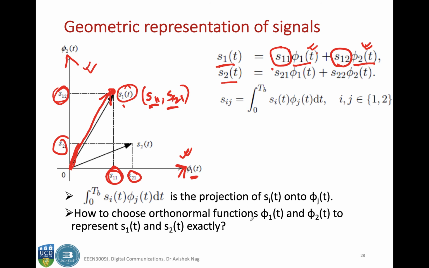So now the question is how to choose these orthonormal functions so that we can have s1(t) and s2(t) exactly represented in terms of phi1(t) and phi2(t), and then we can draw a set of axes like this, phi1(t) and phi2(t), and represent the signals as dots or vectors in that coordinate system.